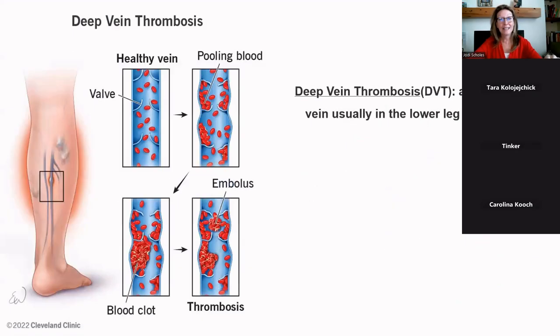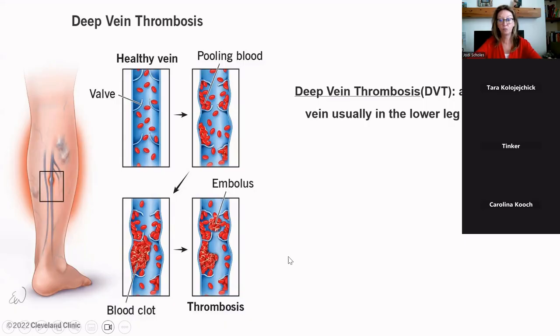Now let's do some learning about the pathologies of the cardiovascular system. Deep vein thrombosis, yet another pathology of the cardiovascular system. All right. So DVT, another acronym, DVT, deep vein thrombosis. It's a clot in a vein, usually in the lower leg. All right. So here's our lower leg. And our lower leg has valves.